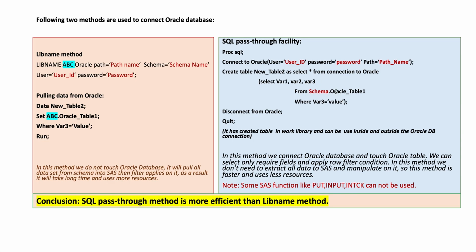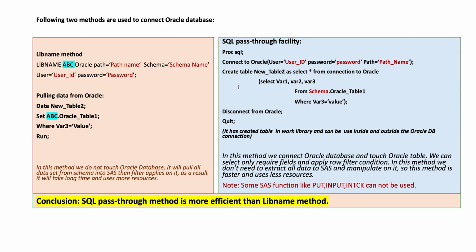Inside the connection, we select 3 variables. Suppose var1, var2, and var3. And we are trying to get the values of var1, var2, and var3 from this table. Table name is table 1, which lies inside this schema. Then suppose a filter condition is applied on var3, then where var3 equals a certain value. Close parenthesis, semicolon, disconnect from Oracle and quit.